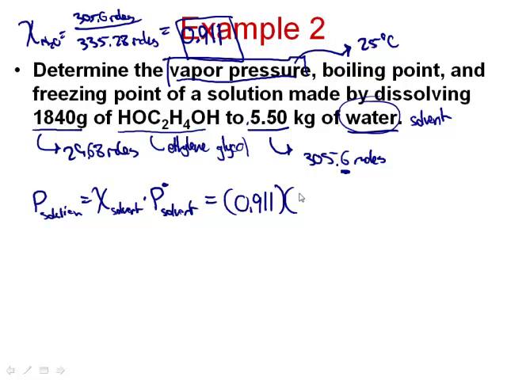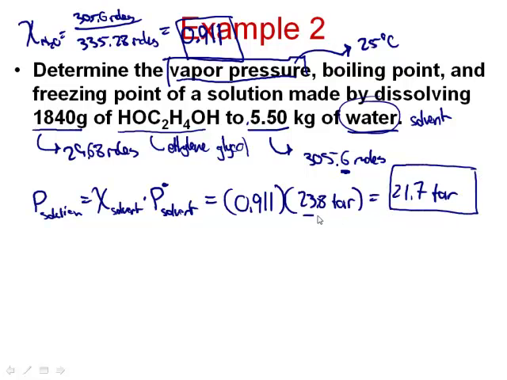Okay, guys, we're back. If you look at the vapor pressure of pure water at that temperature, you'll see that it is about 23.8 torr, or millimeters of mercury, an equivalent measurement. Okay, if we go through and calculate that, we get 0.911 times 23.8, and it is 21.7 torr is the vapor pressure of the solution. Notice, guys, it is less than that of pure water at that temperature. Okay, let's do now the boiling point.